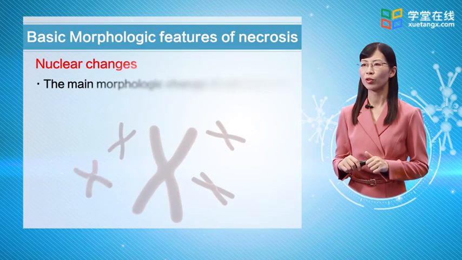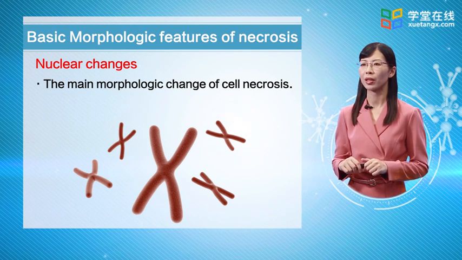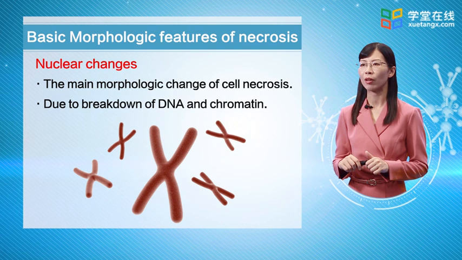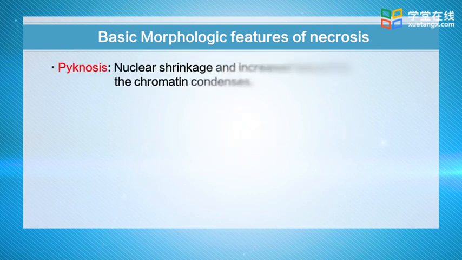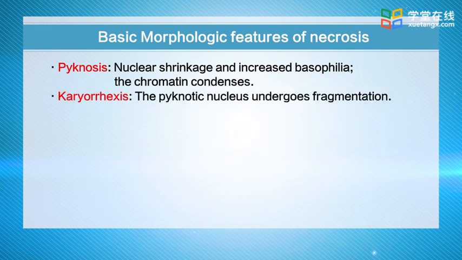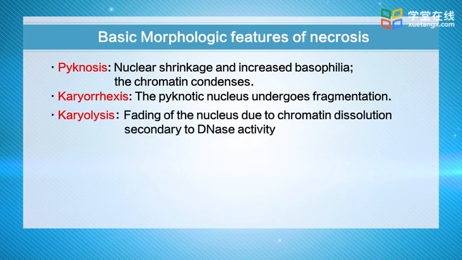The main morphological change of cell necrosis is nuclear changes. They are all due to breakdown of DNA and chromatin. There are 3 patterns of nuclear changes, including pycnosis, which is the condensation of chromatin and shrinkage of the nucleus. Karyorrhexis refers to the fragmentation of the nucleus, while karyolysis means dissolution of the nucleus.